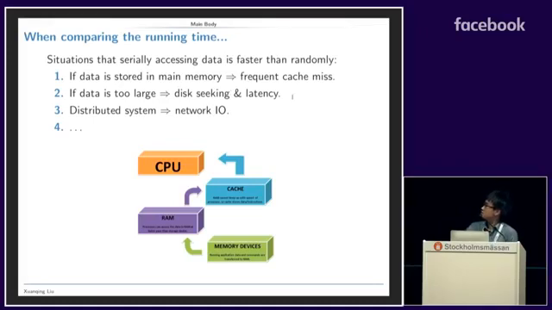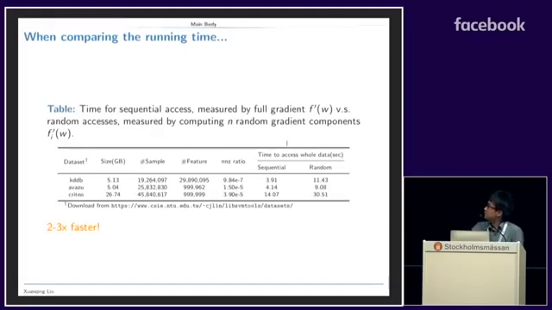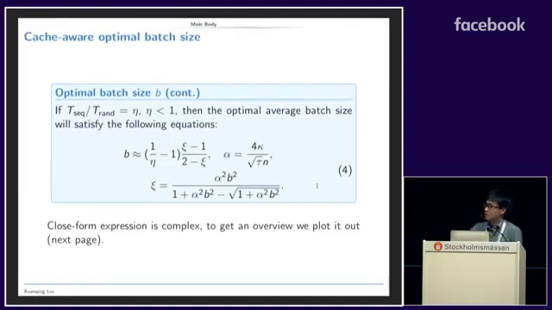So there are three scenarios. First, the data is mainly stored on disk. Second, the data is too large to fit in the memory. Third, the data cannot fit on a single disk, so we use a distributed system. In those scenarios, random access will be very slow compared to serial access. Those three are very commonly used with large data sets, and we can show that the sequential reading time is much smaller than the random access time.